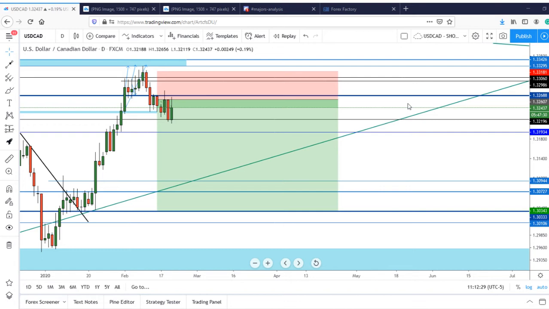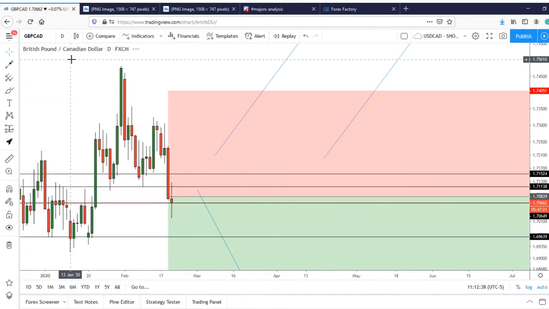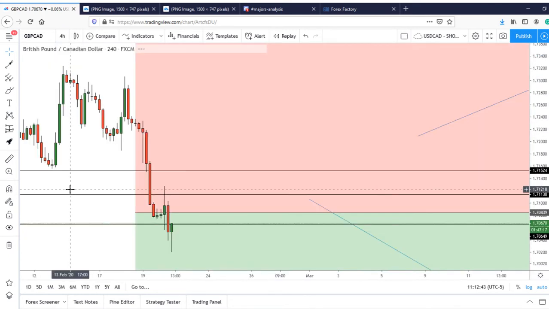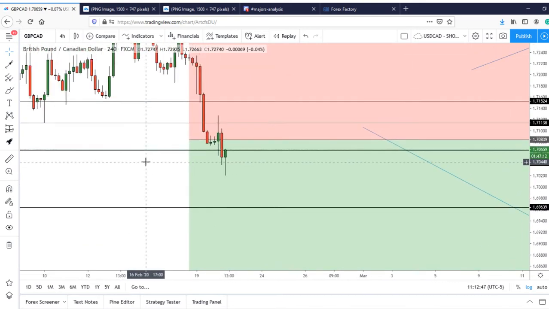We'll look at GBPCAD. Alright, so let me look at that as well, GBPCAD, and then we'll look at Aussie dollar, because I think that's going to be a setup that'll be in play. So GBPCAD, oh my god, look at the volatility. This trade's actually activated for those that are wondering.